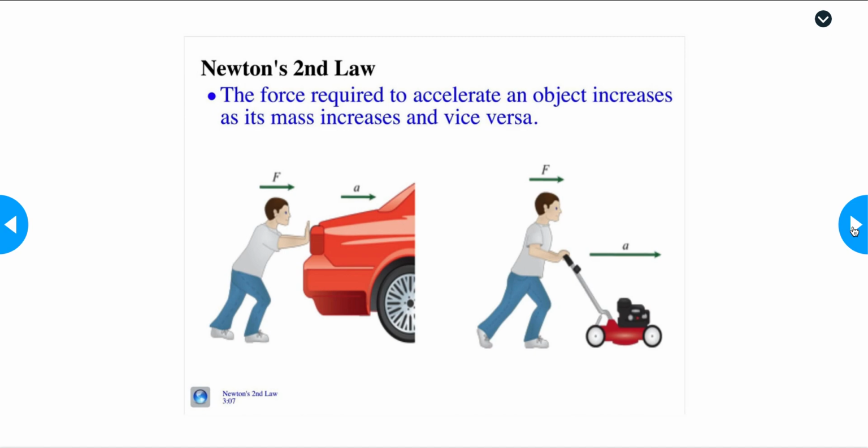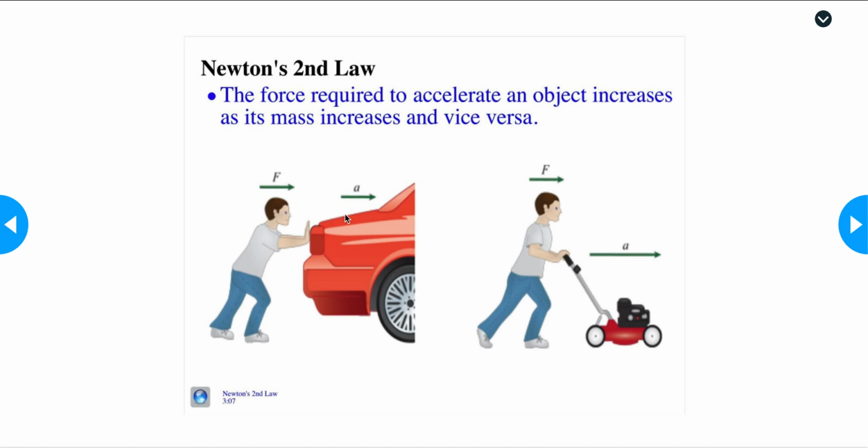All right, so let's go ahead and start off by defining Newton's law. The force required to accelerate an object increases as the mass increases and vice versa. All right, so what exactly does this mean? Well, we have this kid here, and this kid is pushing with all of his strength. And so he pushes with a certain amount of force. So in both situations, the kid is pushing with the same amount of force.